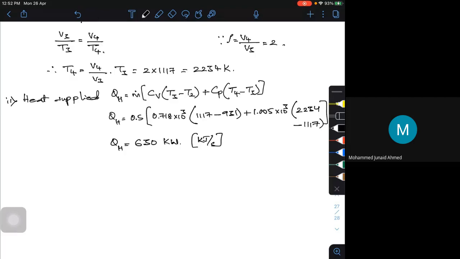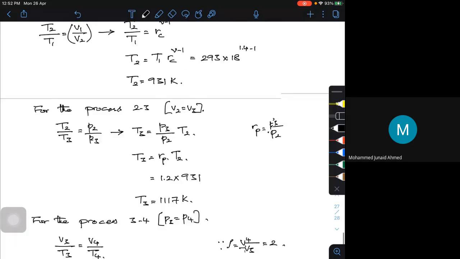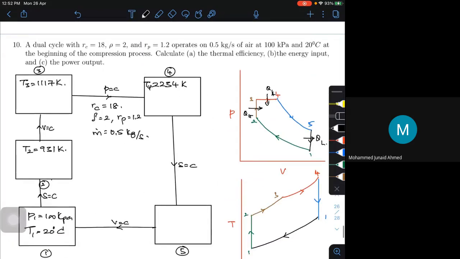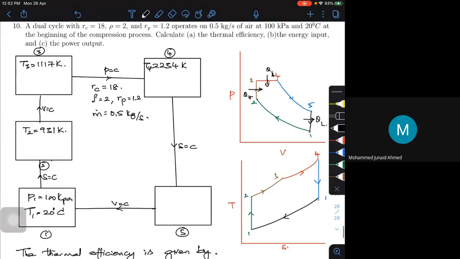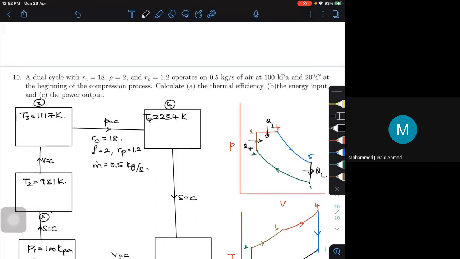Then what is my thermal efficiency? Thermal efficiency is the work done by the heat supplied. What is the work done? Work done is nothing but your power output. So power output is nothing but thermal efficiency into heat supplied.